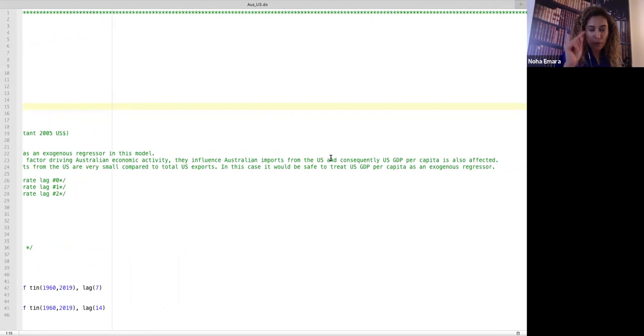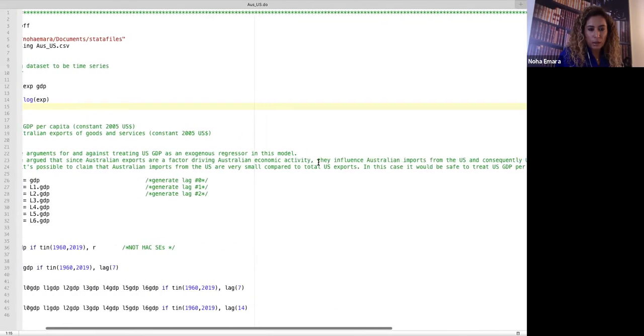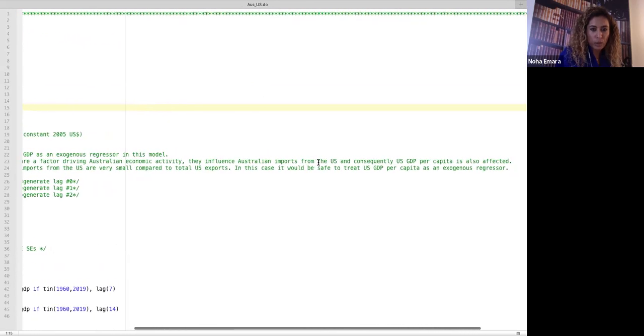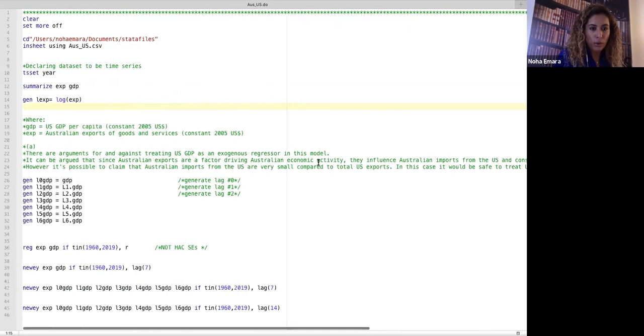So if you go with the first sentence, your answer would be not exogenous or endogenous, because the US GDP is affected by other factors, which is in this case imports. However, if it is possible to claim that Australian imports from the US are very small compared to total US exports, then it's safe to treat US GDP as exogenous, right? So this is just one justification that you can make in order to assume that you have the exogeneity condition satisfied, so you can move on with estimating the model.